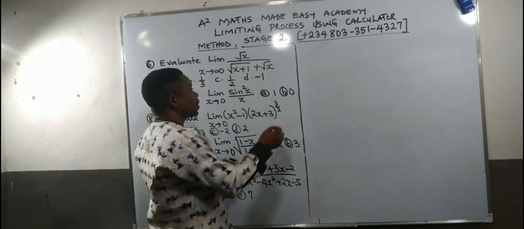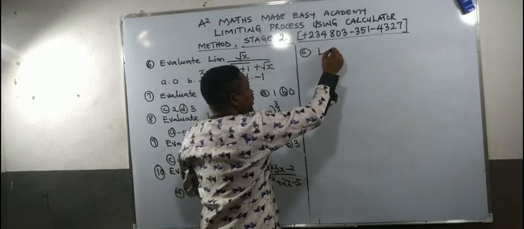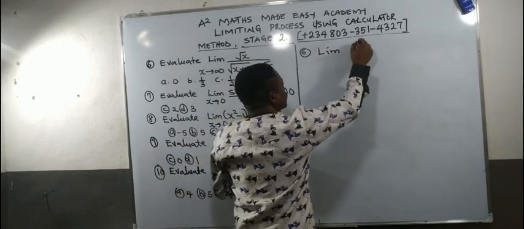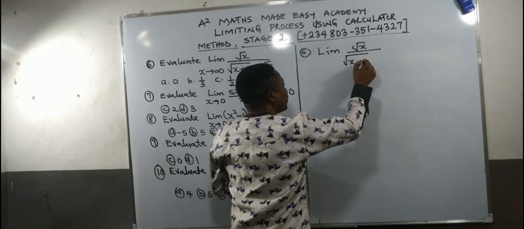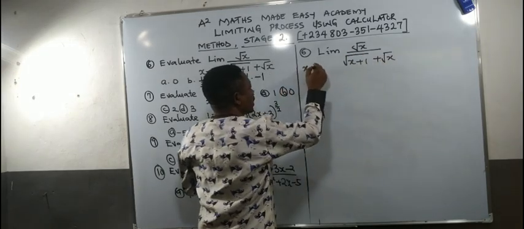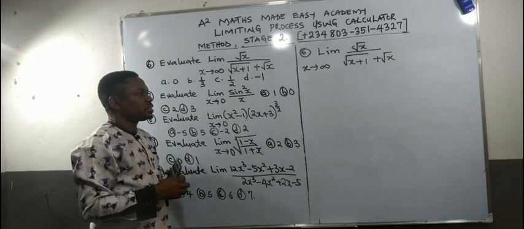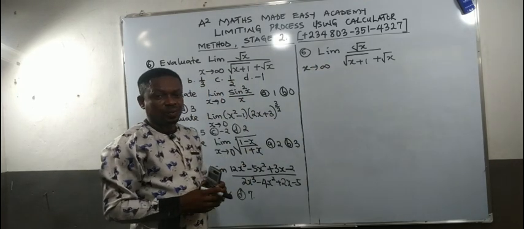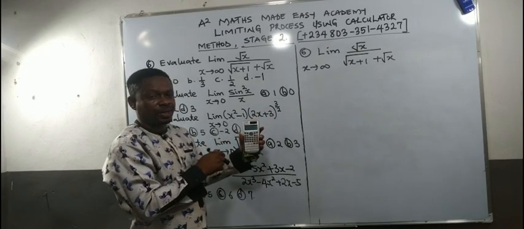Now, first of all, can we write the question? The question says the limit of square root of x all over square root of x plus 1 then plus square root of x as x approaches what? Infinity. Now, I'm going to give you the steps for solving this particular question. Then after that, we'll approach it using the calculator method.